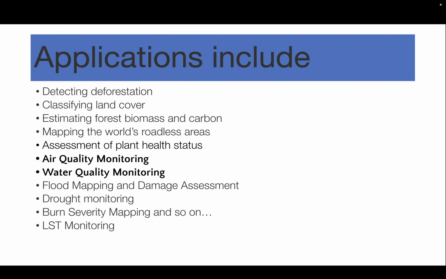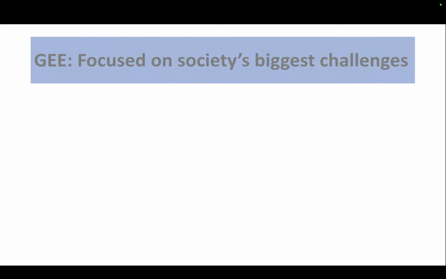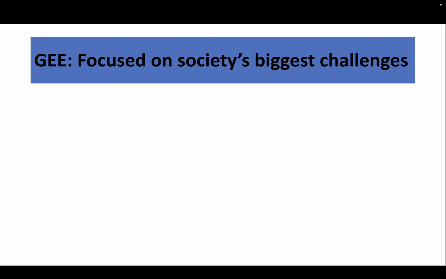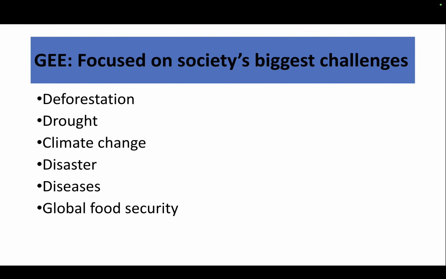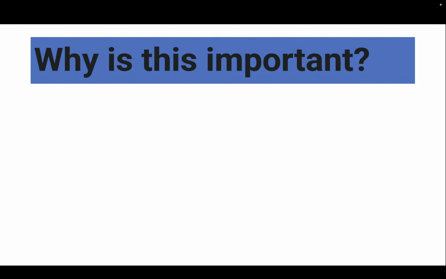So here I include some applications, but any type of remote sensing analysis we can easily do using Google Earth Engine. Very quickly and very efficiently we can do it using Google Earth Engine. And GEE focuses on society's biggest challenges such as deforestation, drought, climate change, disasters, diseases, global food security, and sustainability. It mainly focuses on these. And why is this important at present?